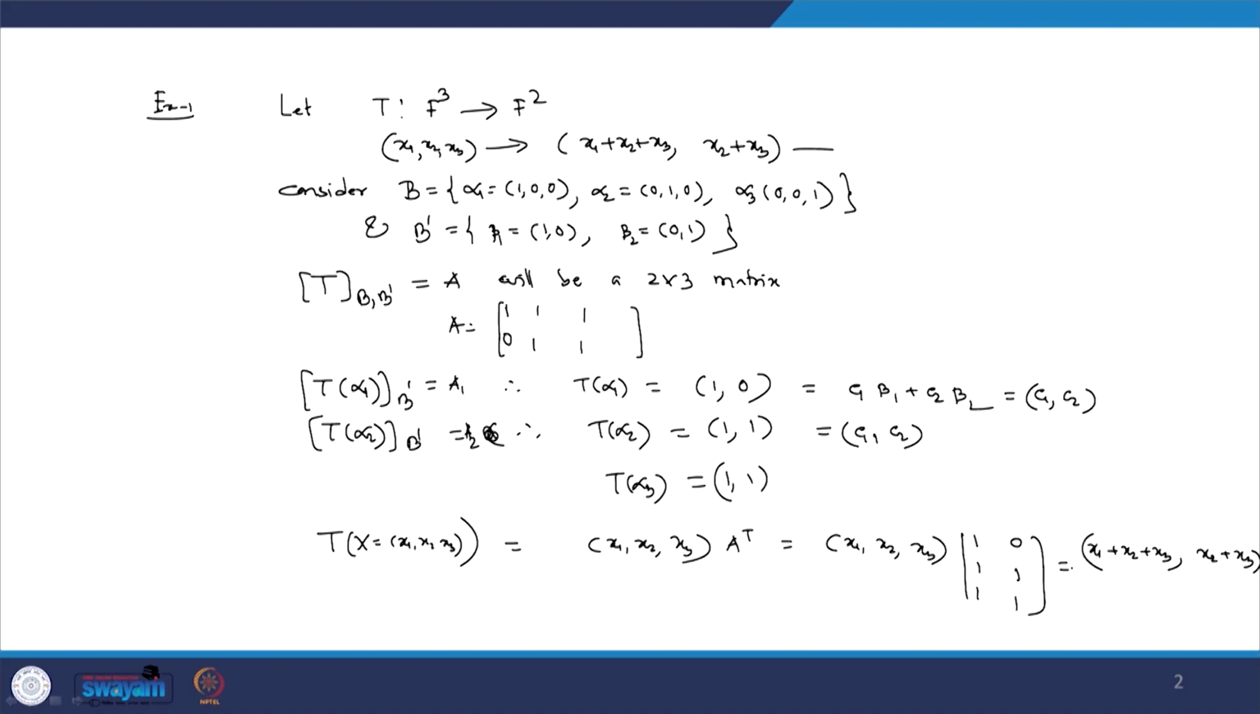Okay. So, in this example what I found is that if T is a mapping from the 3-tuple space to the 2-tuple space, and if I represent capital A as the matrix representation of T related to B and B prime, when B and B prime are given to us, then the linear transformation T can be defined as X into A transpose. Now, let me do the similar thing for a changed space.